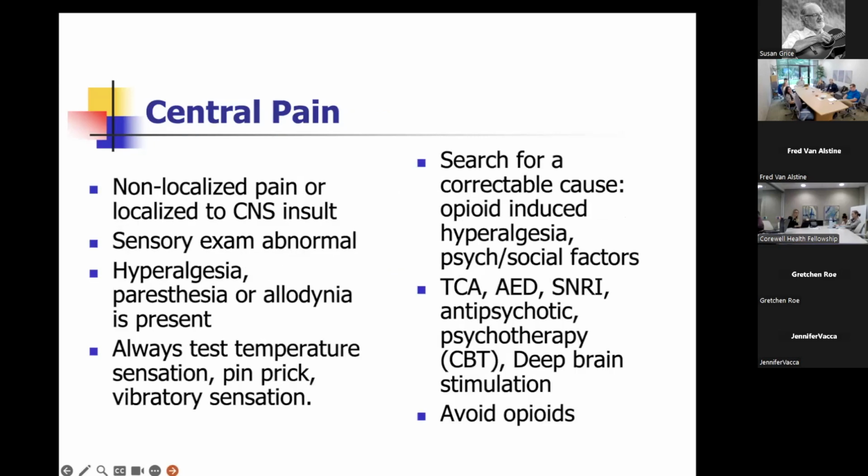Opioid-induced hyperalgesia is a type of central pain as well. But again, the non-localized sensory exam is abnormal. It is hallmarked by hyperesthesia, paresthesias, or allodynia, which is present. And you always want to test temperature, sensation, pinprick, and vibratory sense in this. Search for correctable causes. I put psych and social factors here because they can be very significantly influential in central pain syndrome.